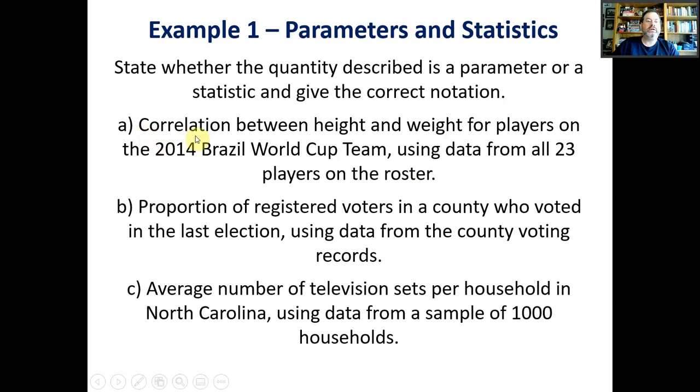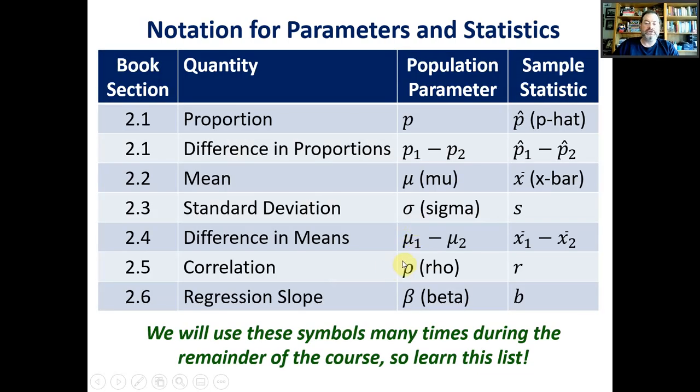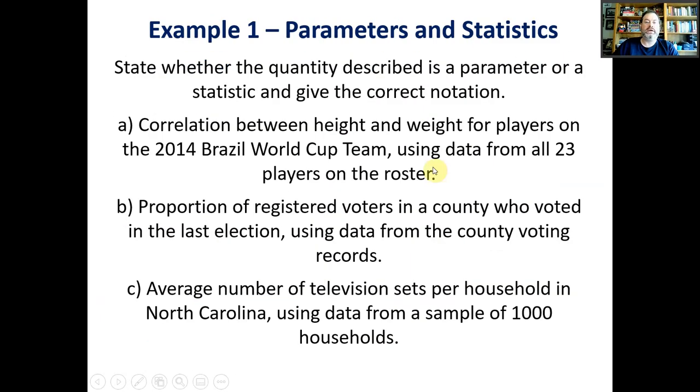Next up, height and weight are quantitative, right? So the quantity is the correlation. So what is the notation for the population correlation? Well, you can look back at the chart. Here's correlation. The population correlation is rho. And so that would be the answer. It's a parameter because it describes a population, and rho is the notation.